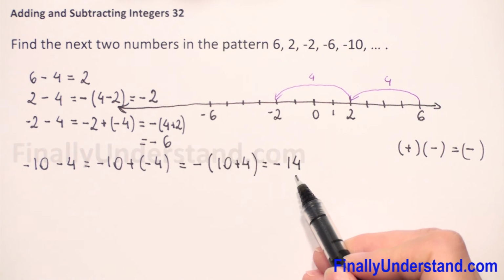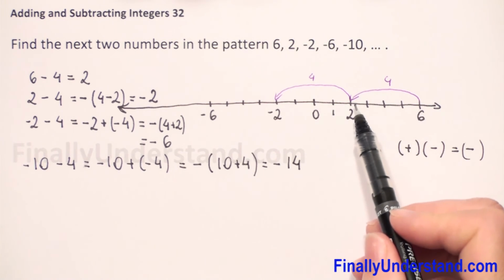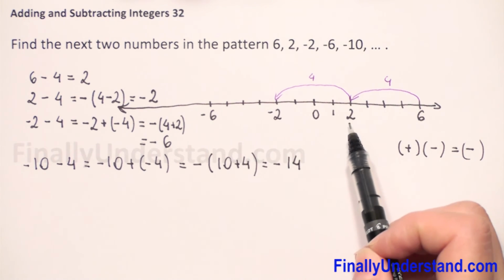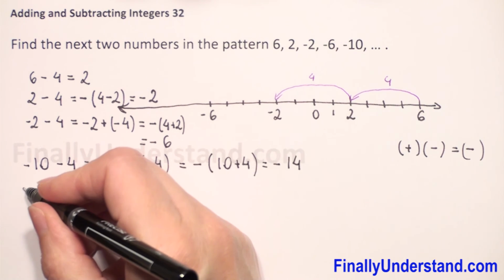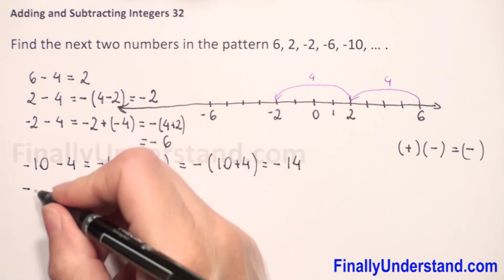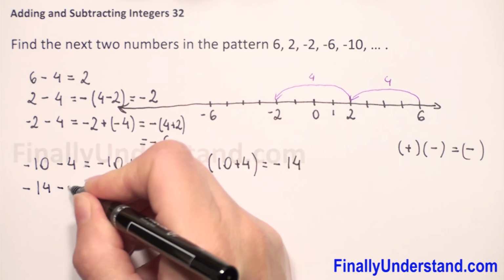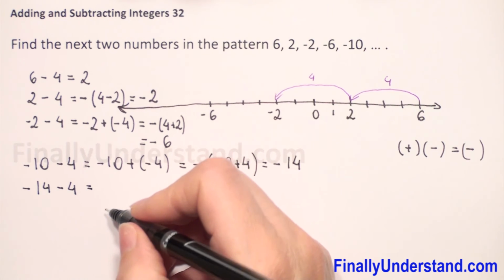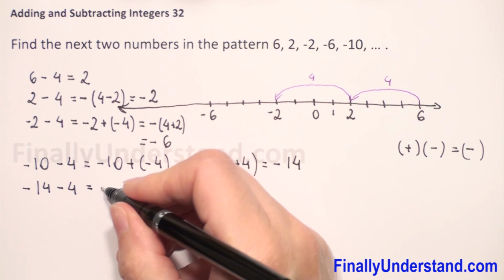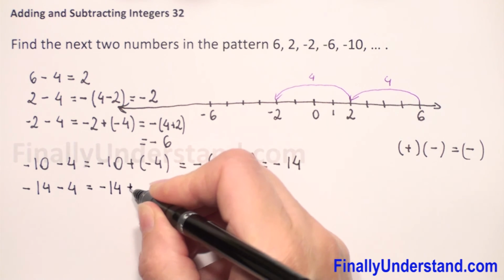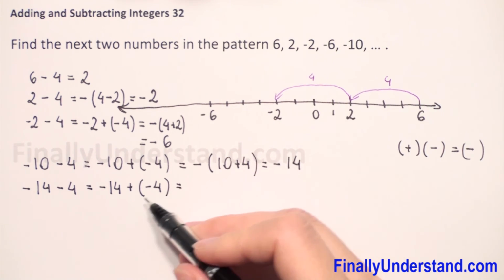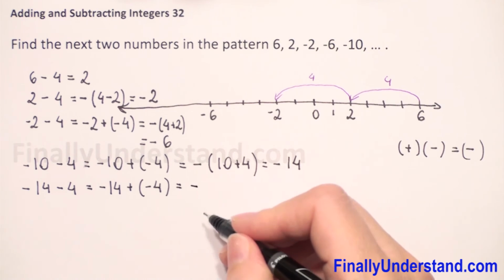And now from negative 14, if we subtract 4, because we see on our number line that the numbers decrease by 4, that's why we subtract 4. So negative 14 minus 4, this is equal. Again, we will rewrite as addition of two negative integers. So we have negative 14 plus negative 4. Both numbers are negative, so we keep the negative sign.